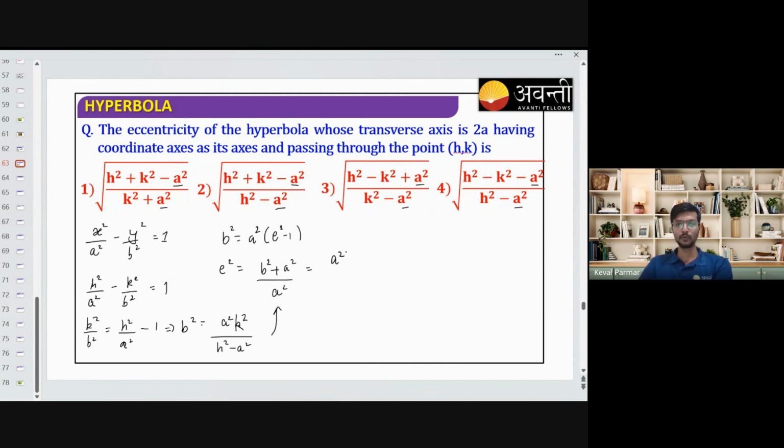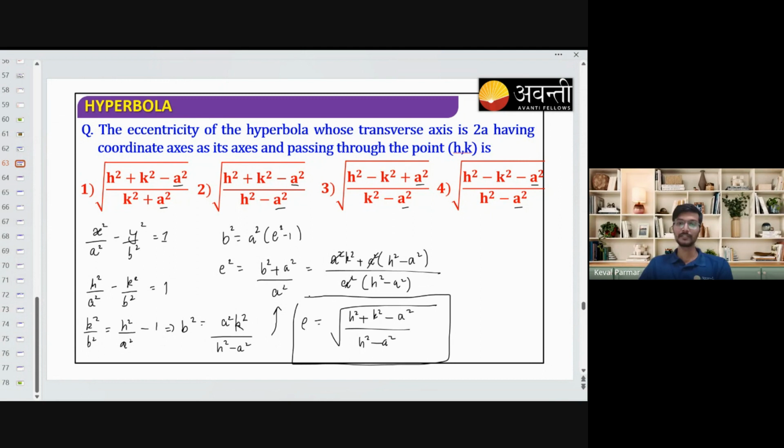So this will be a square k square plus a square into a square into h square minus a square upon a square into h square minus a square. Now we can cancel out a square and we'll get e as under root of h square plus k square minus a square upon h square minus a square. This is our answer, which corresponds to option number 2. Correct, guys? Chalo, let's move on to the next.